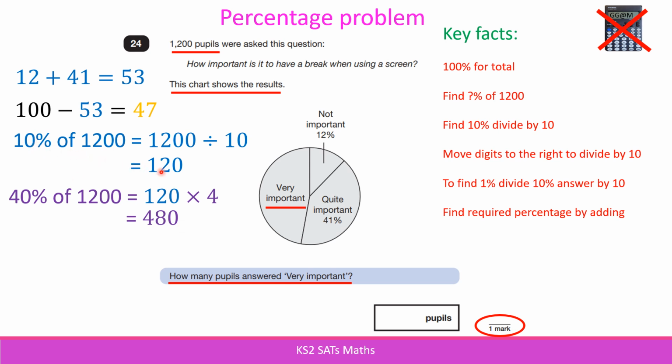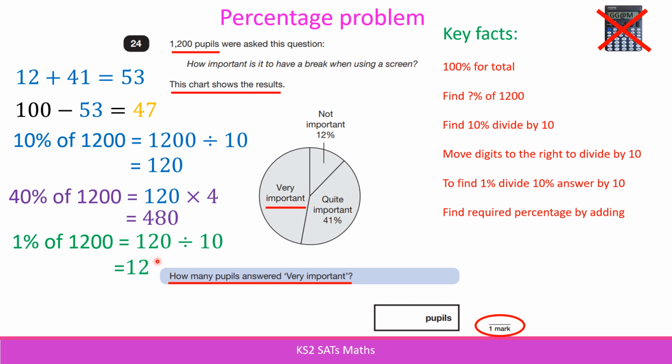Going back to this answer for 10%, I'm going to find 1%. So to find 1% of 1,200, I'm going to take this answer of 120 and divide it by 10. So 120 divided by 10, remember all the digits move 1 place to the right, so the 1 from the hundreds moves to the tens, the 2 from the tens moves to the ones, so I've now got the number 12.